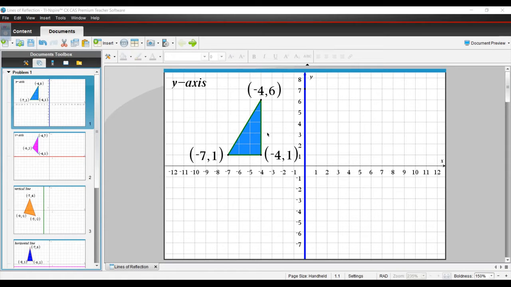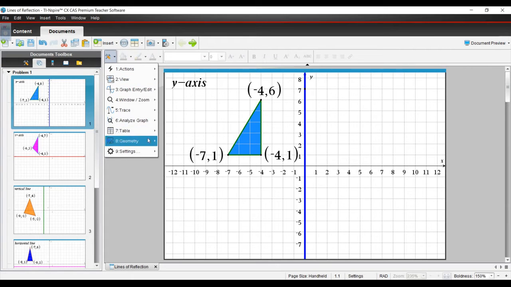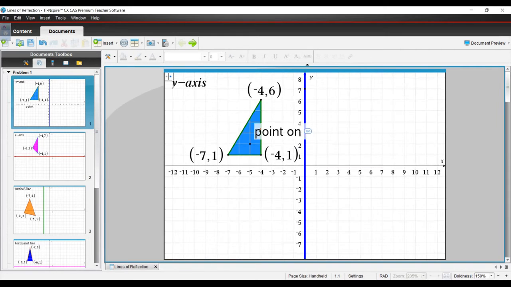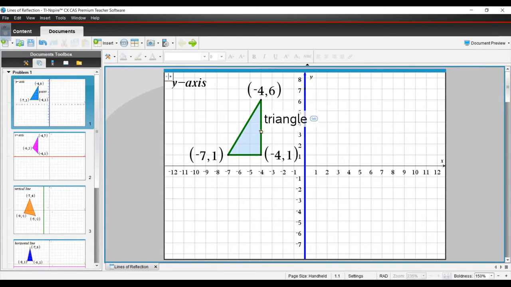So we're going to take our pre-image, reflect it over the line, and we're going to get an image, and then we're going to try to make sure that we can do that for any polygon over the y-axis. All right, so I'm going to go ahead and go to my menu here and tell my handy-dandy Inspire that I would like to do a reflection. And I'm going to choose my triangle. And I'm going to choose this line, again the y-axis, as my line of reflection.